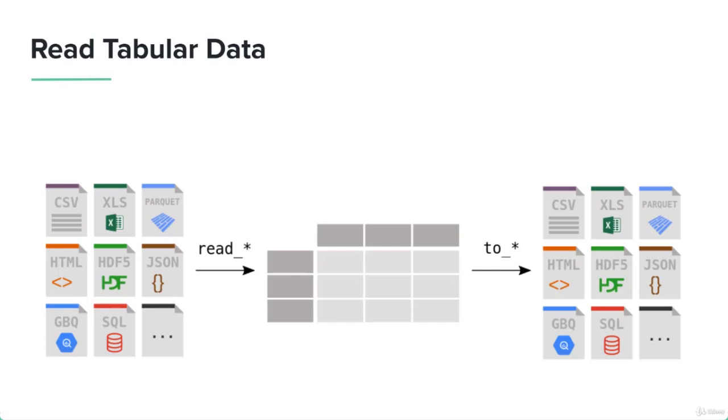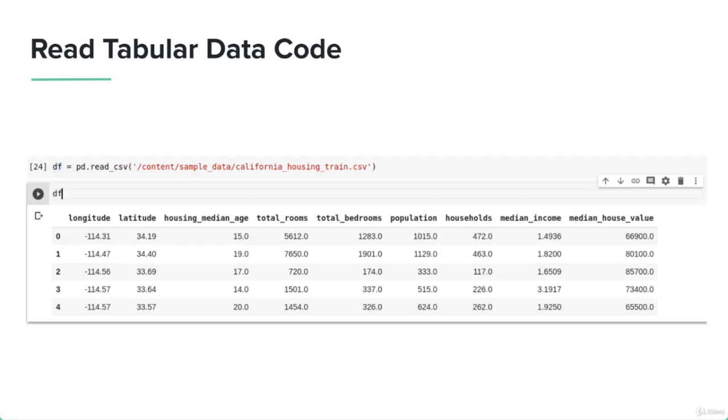After we're done with processing this information in the data frame, we have to convert it back into its original format. So there are two types of functions pandas provides us: the read function and the to function. The read function enables us to read the tabular data coming from any format, and the to function enables us to write that tabular data back into the same format or any other tabular format. That is one of the most powerful functionalities pandas provides us. So let's look at the code.